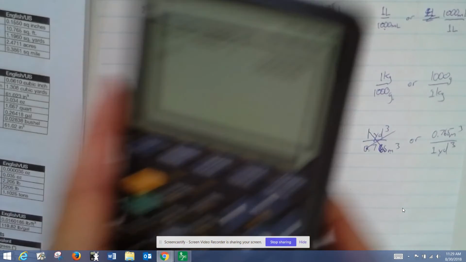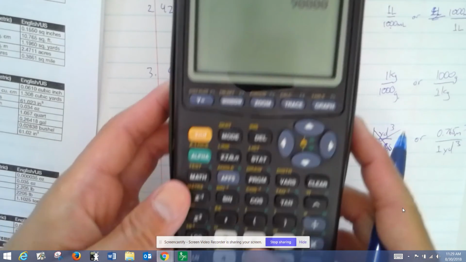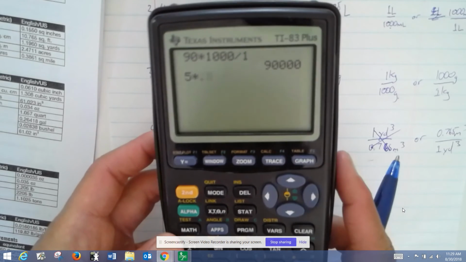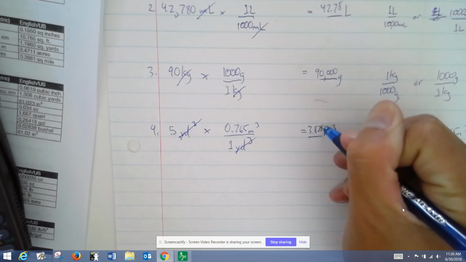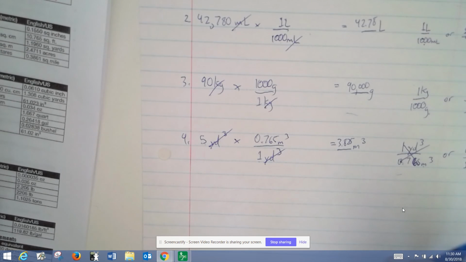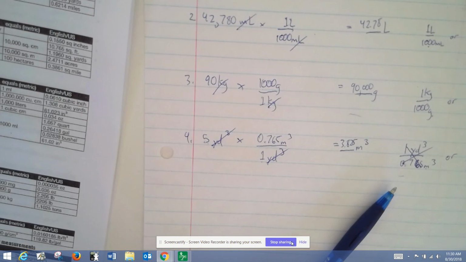So we're going to multiply 5 times 0.765 divided by 1. Your final answer should be 3.825 cubic meters. All right, guys, I'm going to stop right there, and then you guys are going to figure out the next two for part 1 on your own. Okay, good luck. Bye.